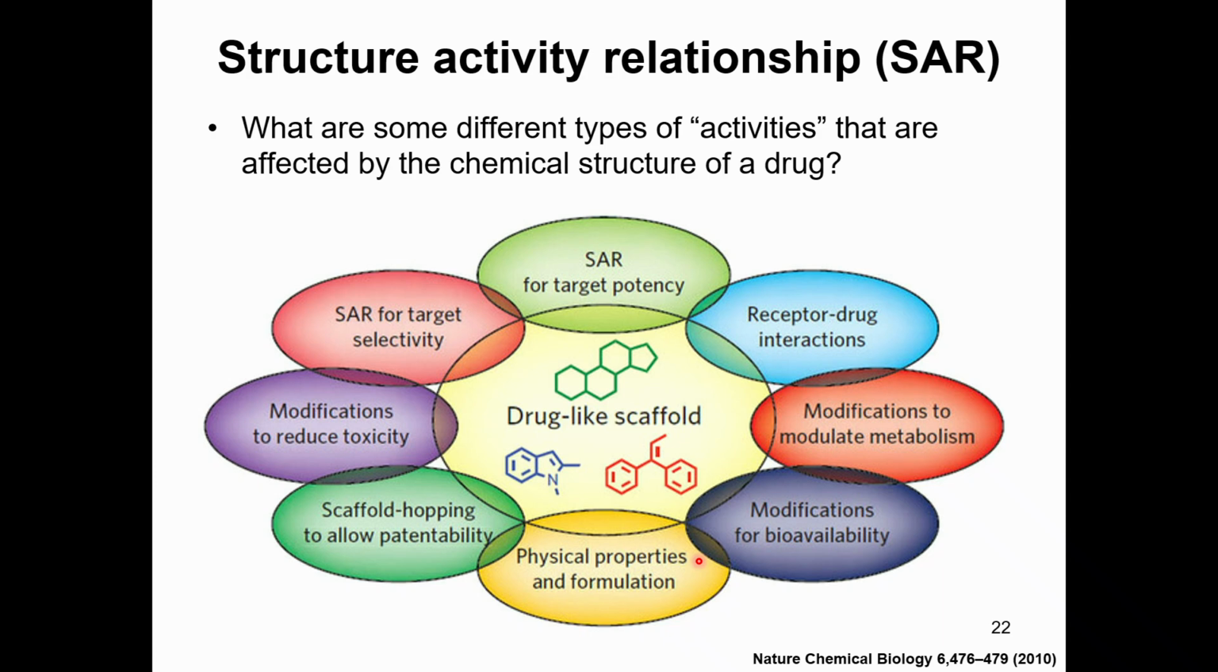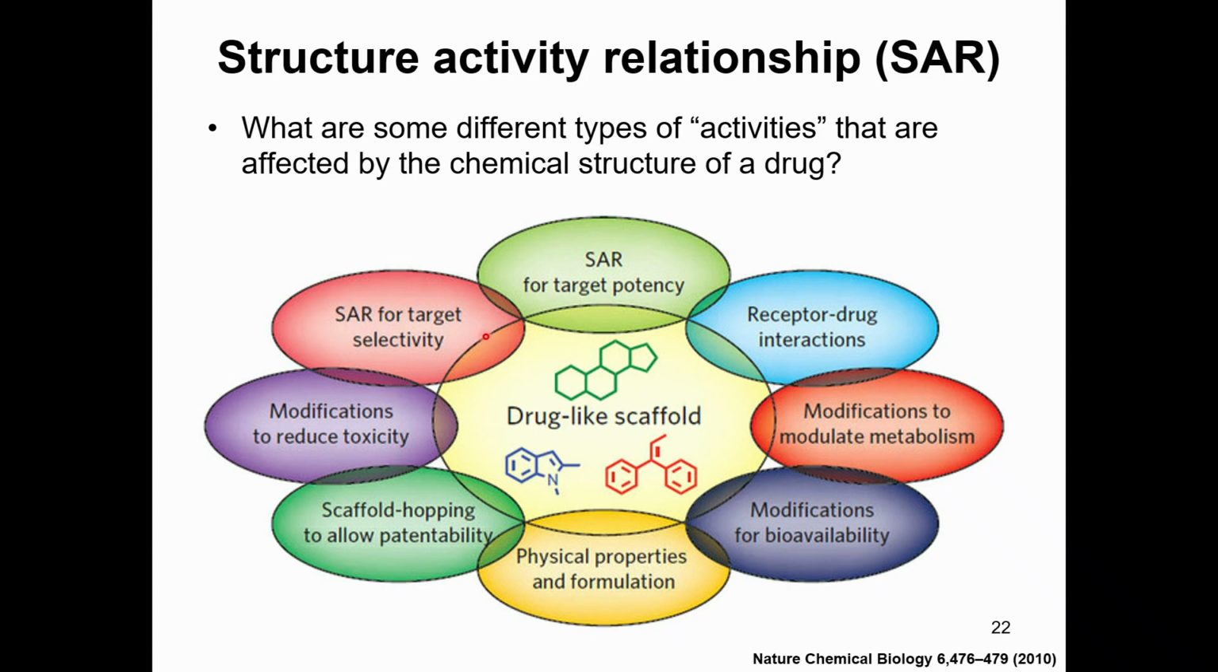So the structure of the drug can affect all sorts of stuff. Here's a cartoon of drugs. A drug-like scaffold is a chemical structure that could be modified and played around with by a pharmaceutical company, for instance, to try to change its activity. What would changing the structure of the drug subtly do? Well, it might affect the affinity for a target interaction. It could affect the receptor-drug interaction, obviously, which is kind of similar.